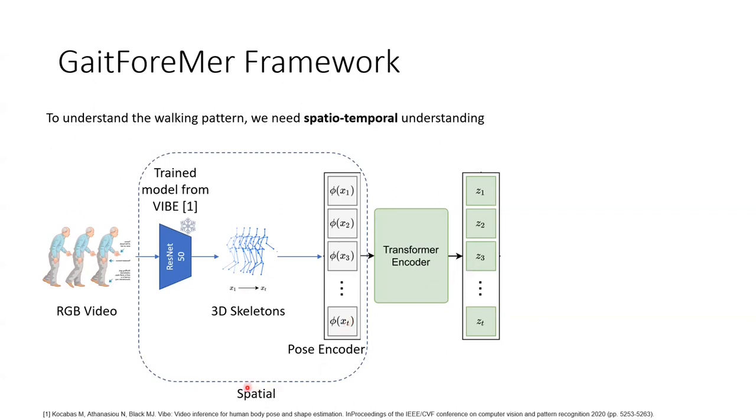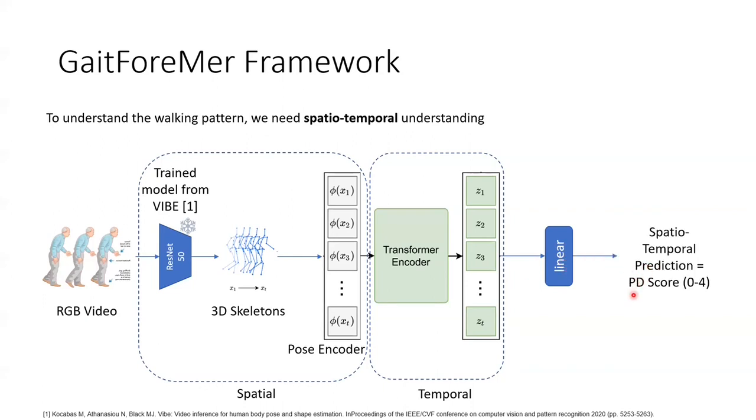And so we can break this framework into two parts. This part handles the spatial part, and this part handles the temporal part. So at the end, we have a spatiotemporal vector here, and we can learn a linear layer on top of that to classify the PD score from 0 to 4. So it's a simple 4-way or 5-way classification.